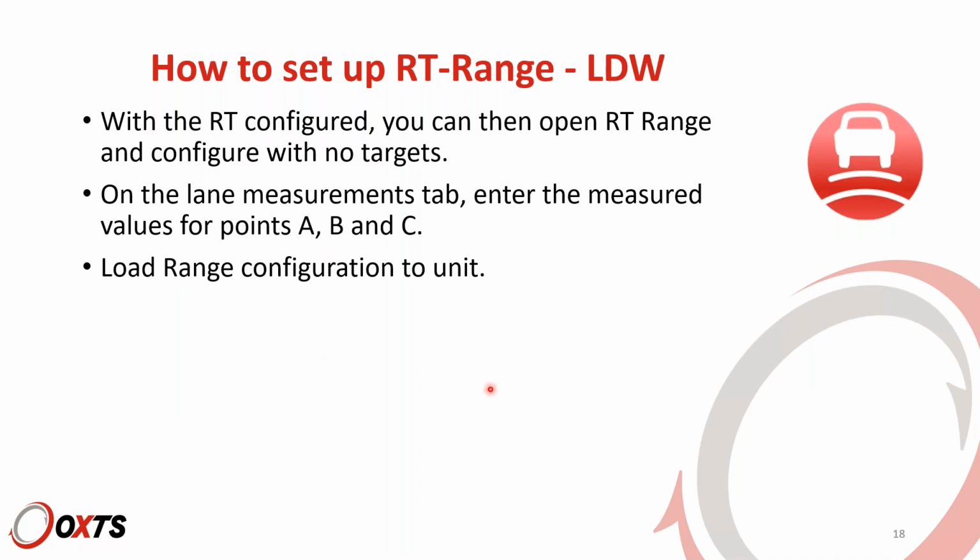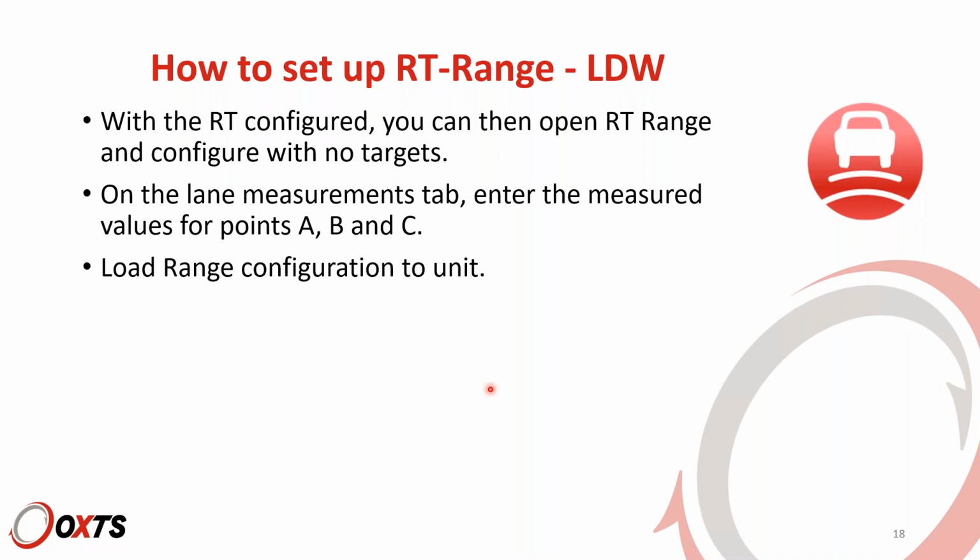Then to set up the RT range itself, for a basic lane departure warning test, there's not too much else you need to do. If you just open the RT range software, there are no targets because it's just one vehicle and some lanes. Enter the measurements that you just measured for points A, B, and C in the lane measurements tab, and then load the configuration to the unit. That's essentially all that you need to do.